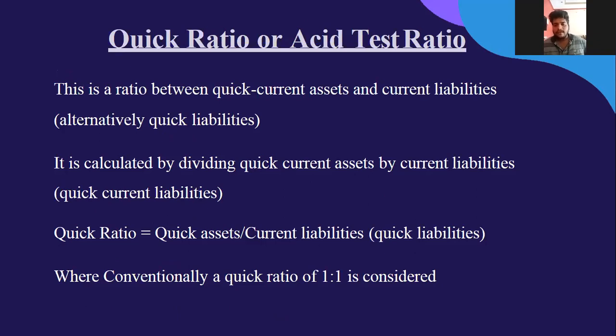Quick ratio or acid test ratio. This is the ratio between quick current assets and current liabilities, alternatively quick liabilities. It is calculated by dividing quick current assets by quick current liabilities. Quick ratio is equal to quick assets by current liabilities, where conventionally a quick ratio of 1:1 is considered satisfactory.